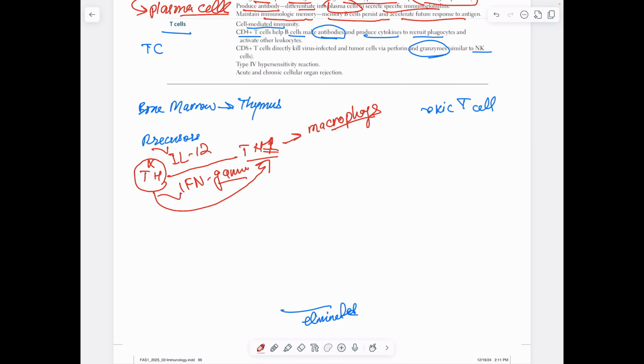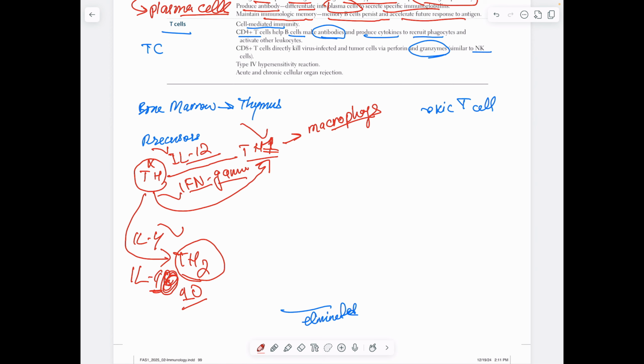Okay, and if this cell has to convert into T helper cell 2, then it has to be stimulated by interleukin 4 or interleukin 10. If you need T helper cell 1, then you need interleukin 12 or interferon gamma. If you need T helper cell 2, then you need interleukin 4 and interleukin 10. Understand? Other types are T helper cells 17.